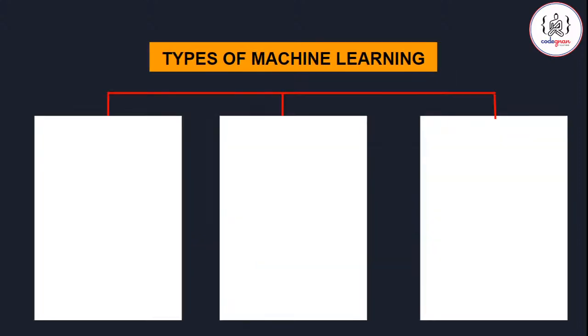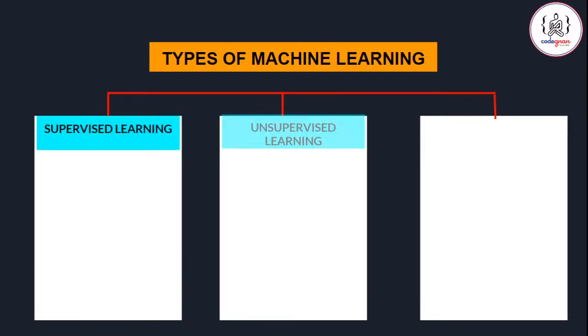So let's see what the different types of machine learning are. We have talked about what machine learning is and why it is a buzzword now. Now let's look at the different types of machine learning. There are mainly three types: one is supervised, the other is unsupervised learning, and then we have something called reinforcement learning.